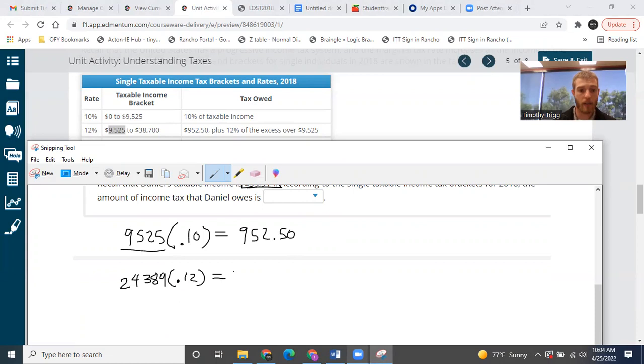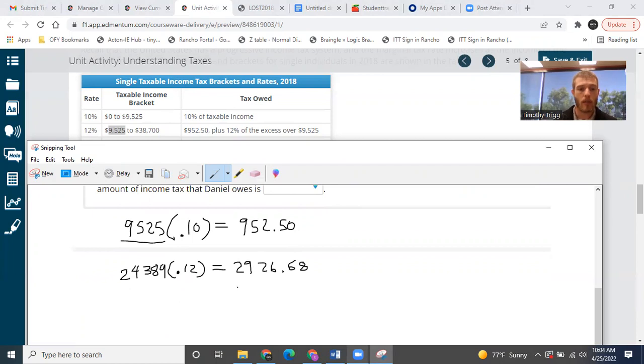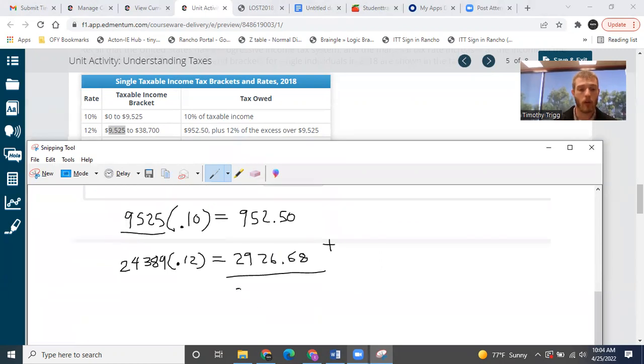That gives us that the money that has to be paid here is $2,926.68. Okay, so the total amount that he has to pay in taxes for the year, we're just going to add those together. So you add how much fell into this bracket plus how much fell into this bracket, plus 952.5. So the total taxes he owes is $3,879.18. Okay. All right. Hope that made sense.